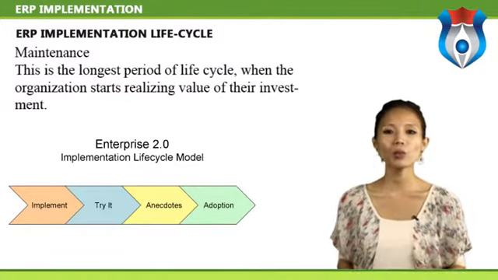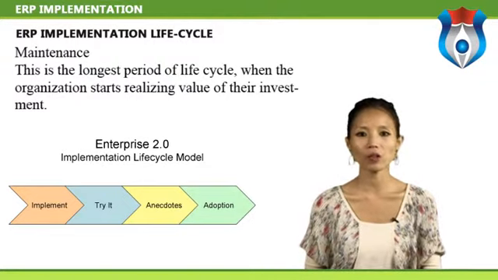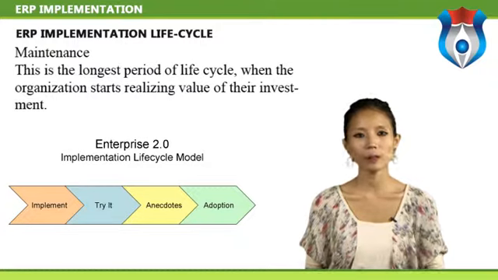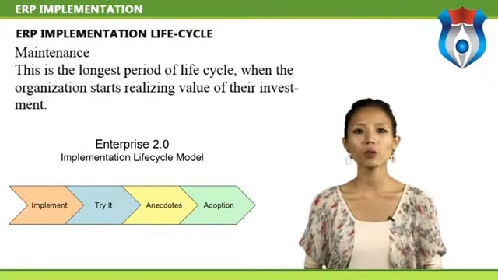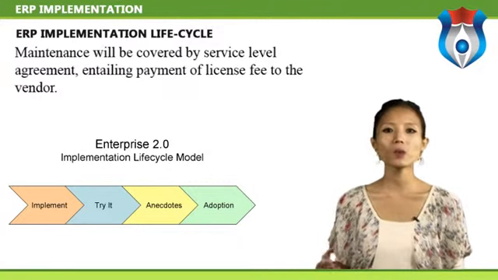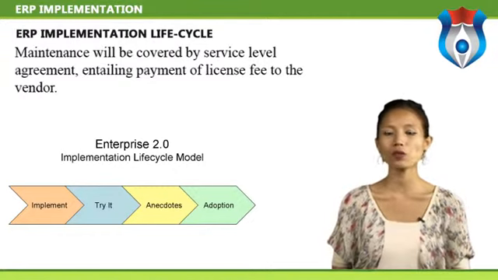This is the longest period of the life cycle, when the organization starts realizing value of the investment. Users will get familiar and start owning the system. Some changes will continue, such as new reports, different workflows, some localization on taxes, etc. Maintenance will be covered by a service level agreement entailing payment of license fee to the vendor.